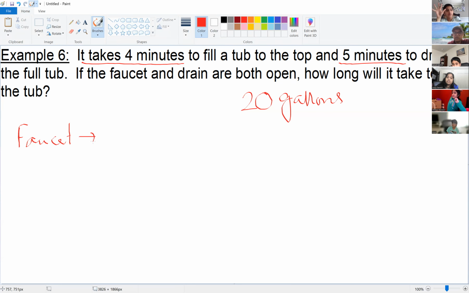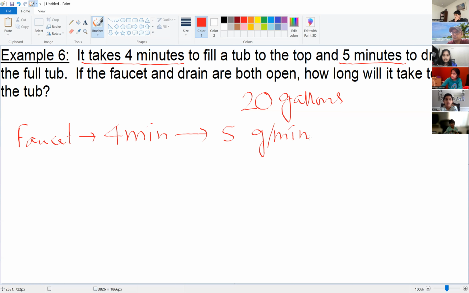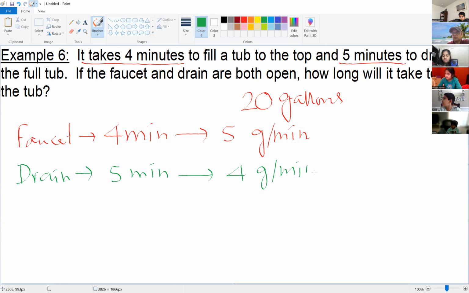So Leo, this is how we did it. We came up with a number, which is the LCM of 4 and 5, which is 20 gallons. So the faucet fills in 4 minutes, so that means 5 gallons per minute. Do you understand this step, Leo? Yes. Then the drain is emptying it out in 5 minutes, so that means it's draining 4 gallons per minute. Do you understand this step?